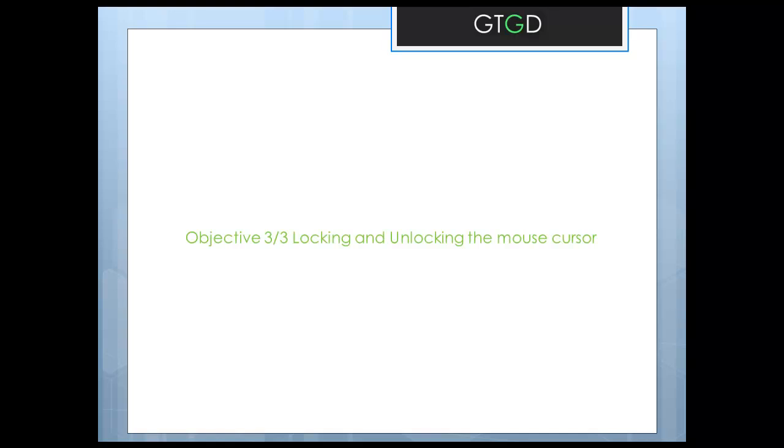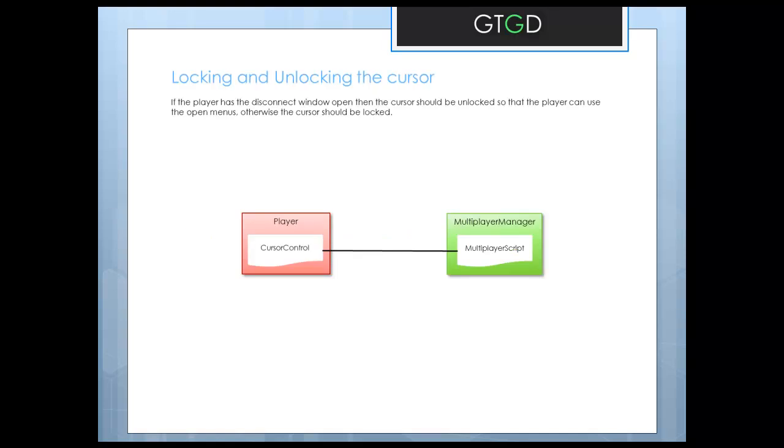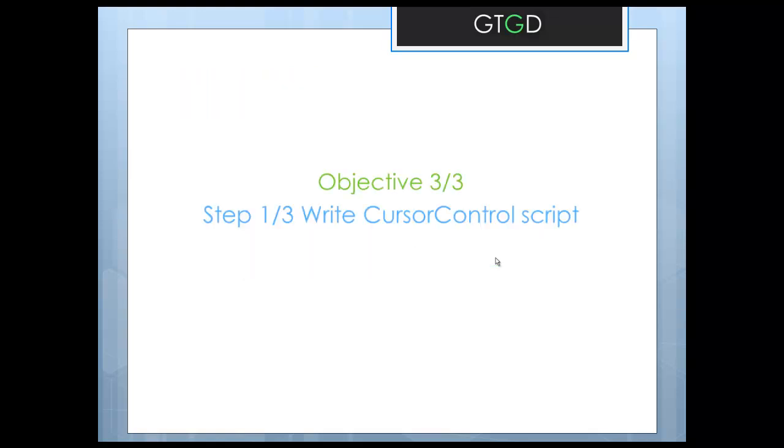We've moved on to our last objective, which is to control how we lock and unlock the mouse cursor. So basically how it'll work is that we'll write a script called the cursor control, we'll attach it to our player, and this script will look at the multiplayer manager, and it'll look to see whether that show disconnect window is visible, and if it is, that means the cursor should be unlocked. If it isn't, then the cursor should be hidden. So it's quite simple.